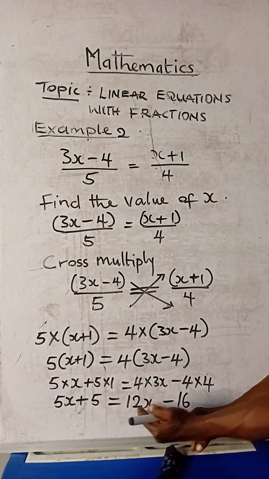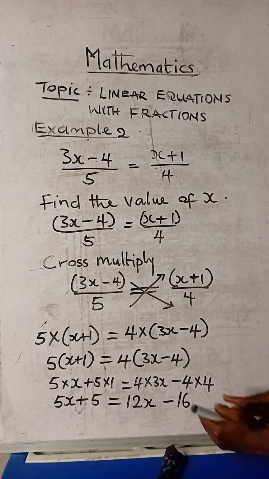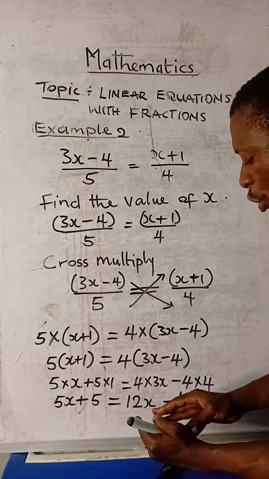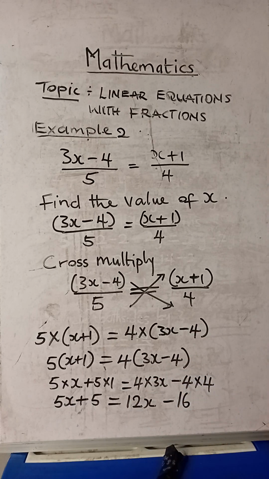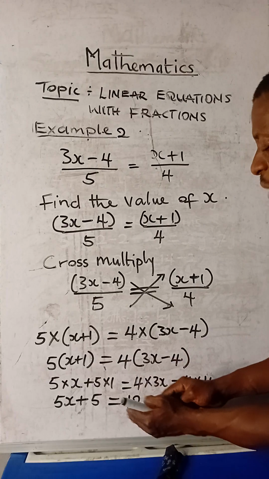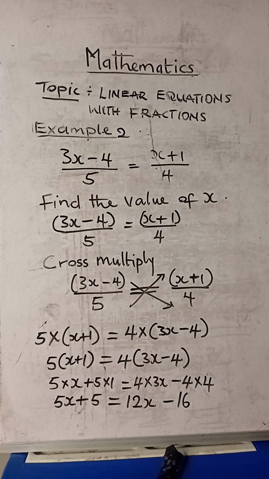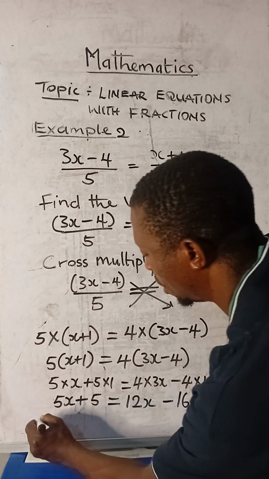The same unknown variable is on this side. So we are going to take the unknown variable to one side of the equation, and the known values, which are 5 and 16, to the other side of the equation. So we collect like terms. Please don't forget, collect like terms. Like terms in the sense that they are of the same pattern. So we collect like terms.